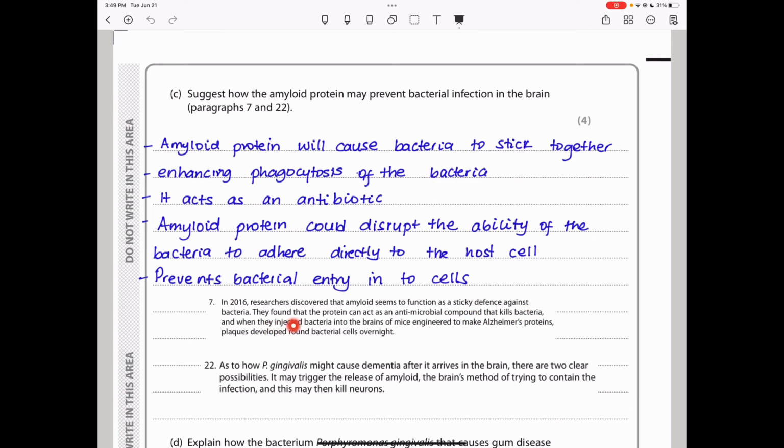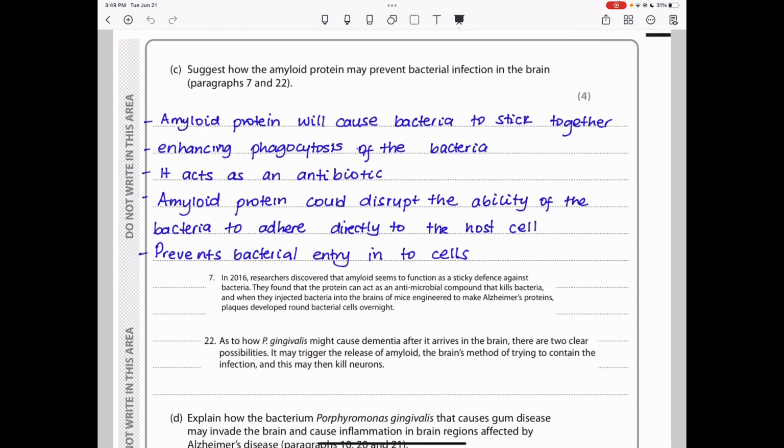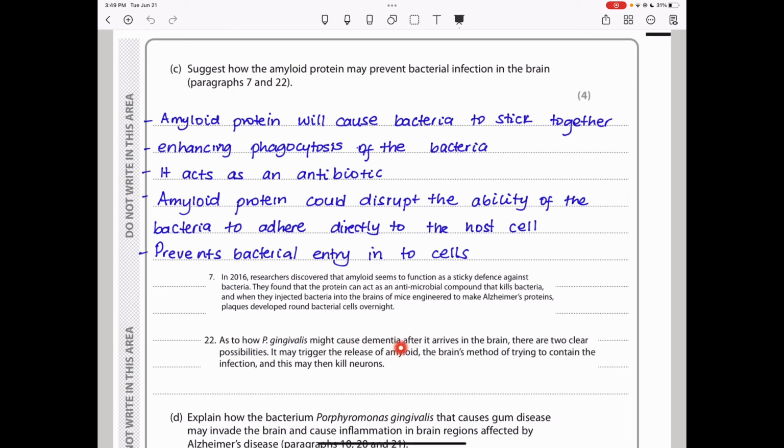And when they injected bacteria into the brain of mice engineered to make Alzheimer's protein, plaques developed around the bacterial cells overnight. So meaning if the plaques develop, it means they're maybe causing the bacteria to stick onto each other as a mechanism of destroying the bacteria. So 22 says, as to how P. gingivalis might cause dementia after it arrives in the brain, there are 2 clear possibilities.